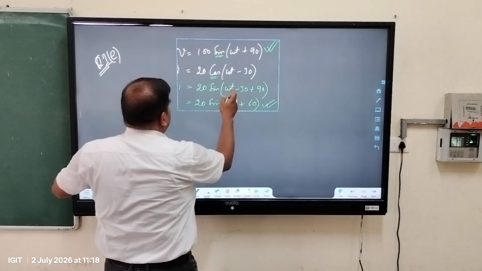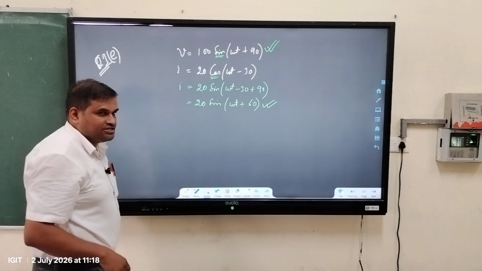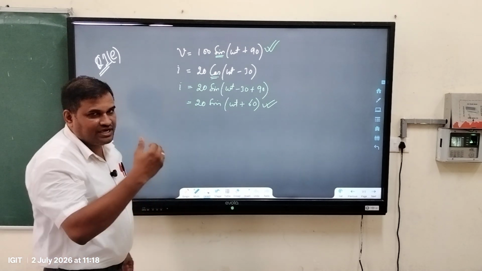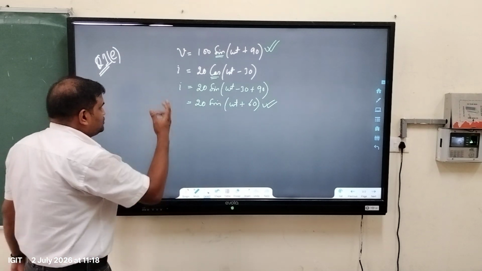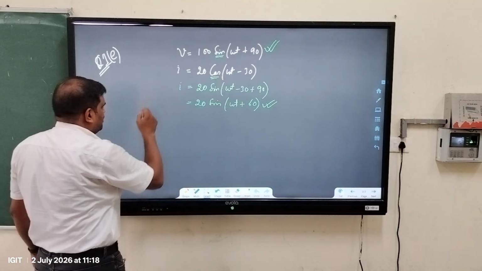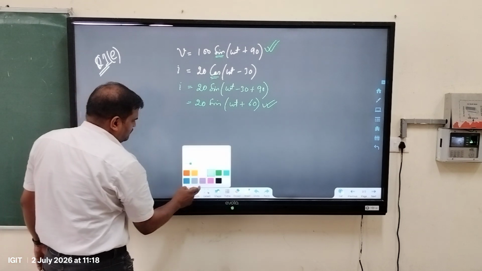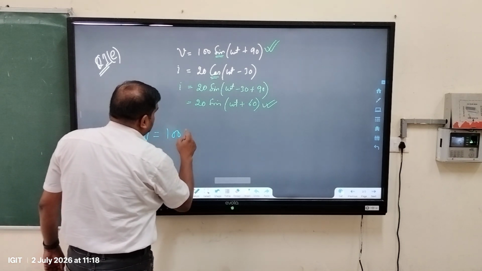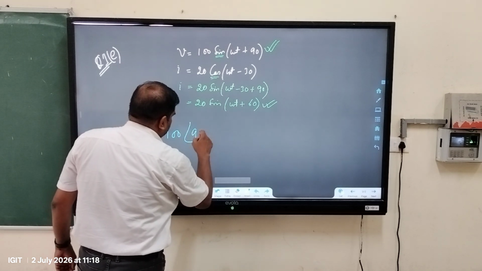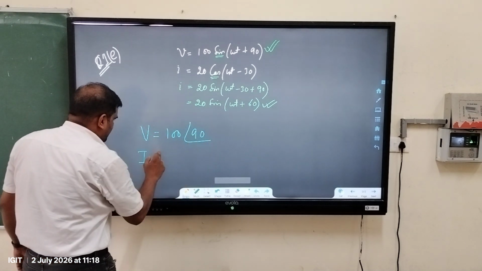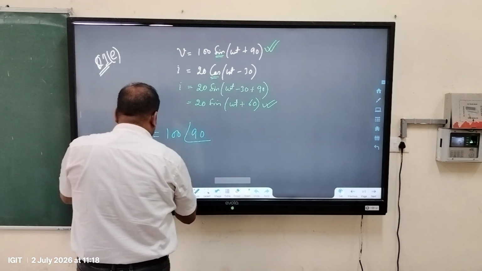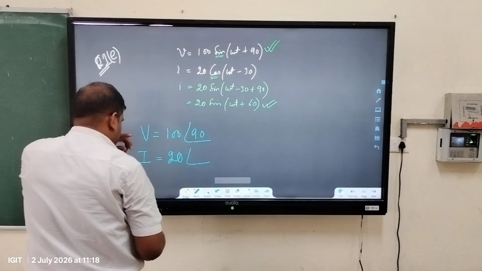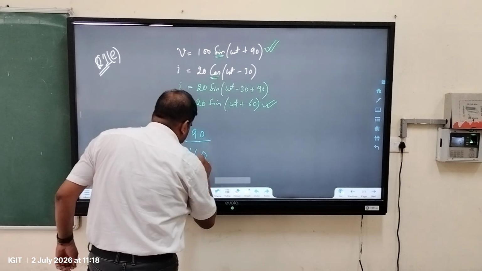Correct? So since you have the two equations here, and the examiner is asking by what the current lags the voltage, draw the phasor for the voltage. What is a phasor? You can write V is equal to 100 angle 90 degrees. And what is the value of the current? Current is equal to 20 angle 60 degrees. Correct?